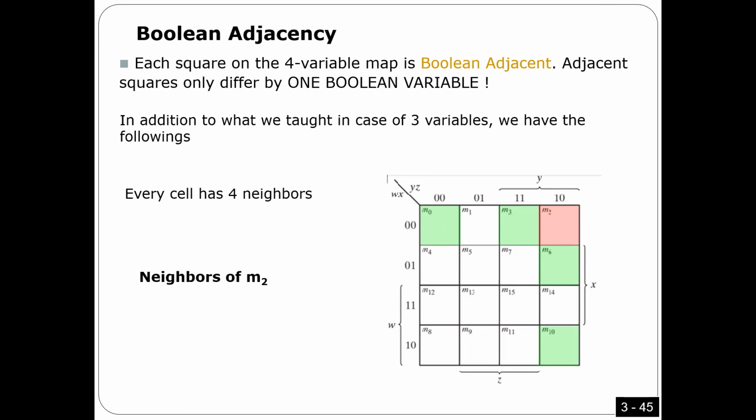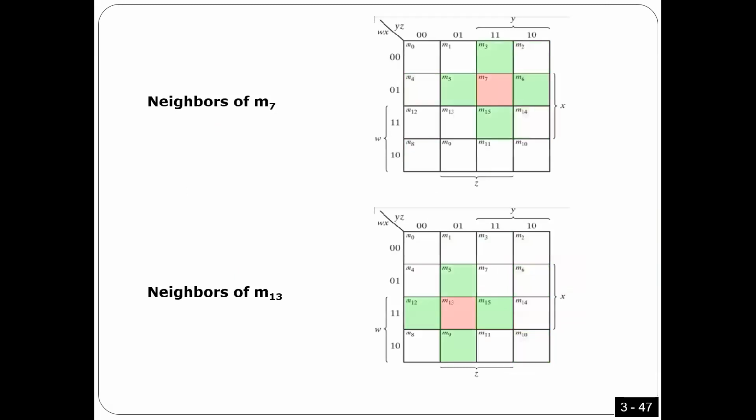Based on that, every square here has 4 neighbors: 2 vertical neighbors and 2 horizontal neighbors. So let's start with a more straightforward case. For example, this cell here has 2 horizontal and 2 vertical neighbors. These 2 are neighbors, and these 2 are neighbors. Same thing for this one. These 2 are neighbors, and these 2 also are neighbors.